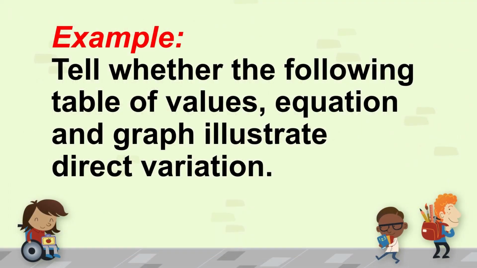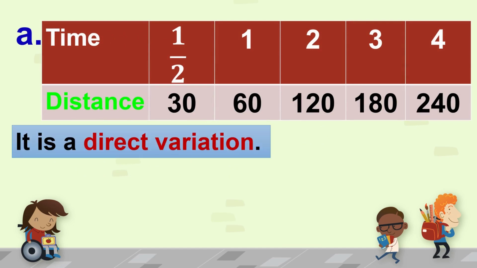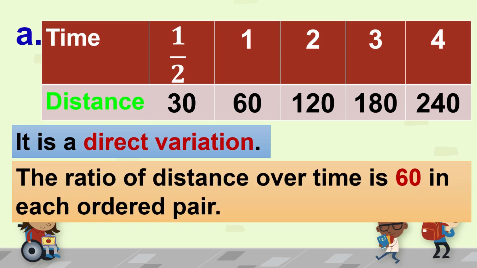Example, tell whether the following table of values, equation, and graph illustrate direct variation. Okay, letter A for the table of values. This is a direct variation. Why? Because the ratio of distance over time is 60 in each ordered pair. So if we're going to divide 30 by 1/2, that is 60. 60 divided by 1 is 60, 120 divided by 2 is 60, 180 divided by 3 is 60, 240 divided by 4 is 60. So that means the ratio is constant in here.